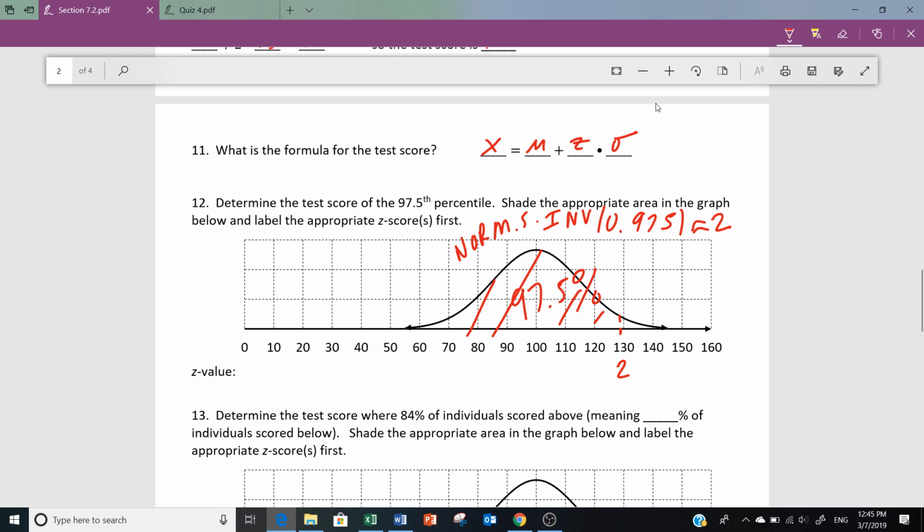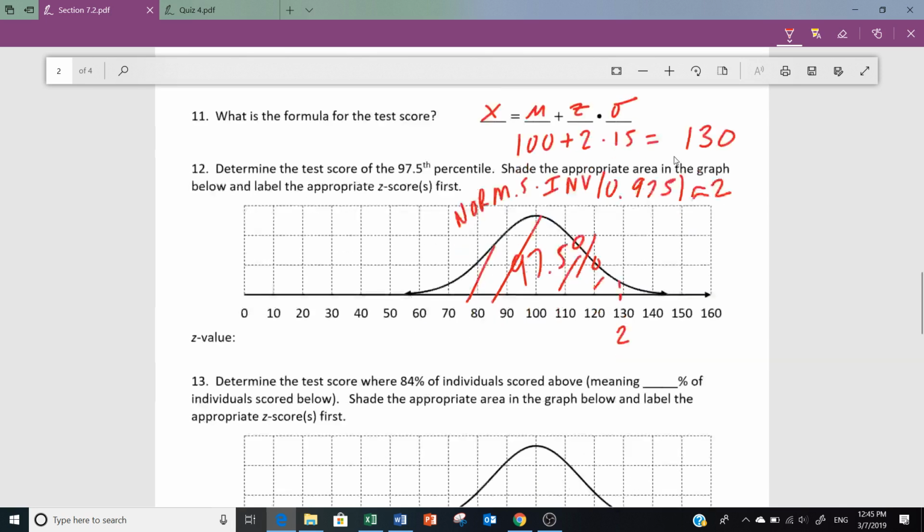How do I get 130? Well, 130 should be equal to the mean. What's the mean? 100 plus, what was the z-value? 2. Multiplied by 15. What do you get?